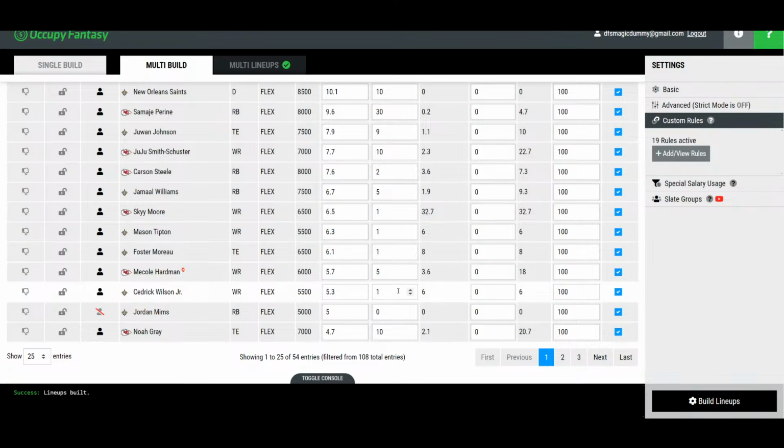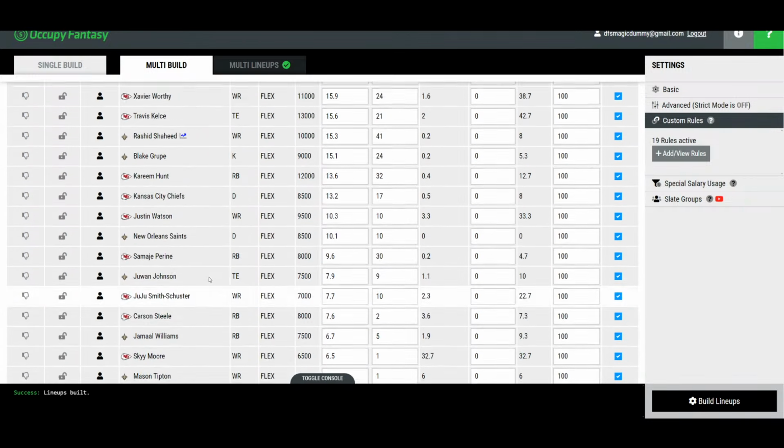Let me go back really quick. I'll show you. Jordan Mims, 0%. I'll get him out of there. So maybe like these 0% guys, get them out, unless you have real risk tolerance. Okay.